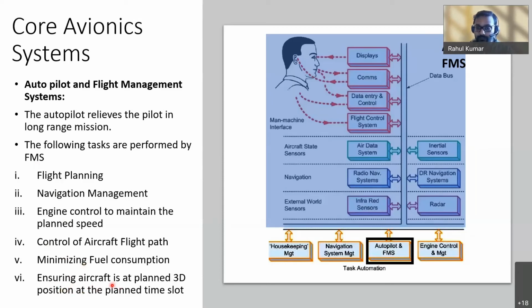The FMS will also ensure that the aircraft is at the scheduled 3D position, right? It will ensure that the aircraft is at the planned 3D position at the planned time slot. For air traffic control, nowadays with the increase in air traffic, it is quite necessary to know the exact location and plan the flight, right? So it is essential for the air traffic control system as well.